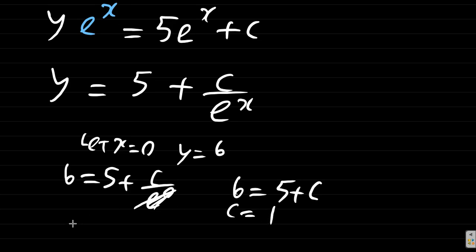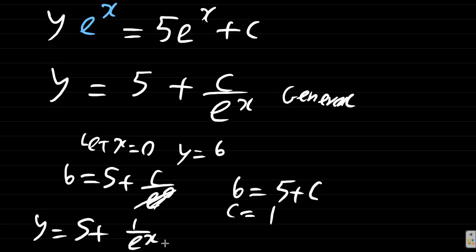So what we get, this is the general solution. But we know c now, so we find the particular solution. So we have y is equal to 5 plus 1 over e to the x. Good. So we've done it using the integrating factor method.